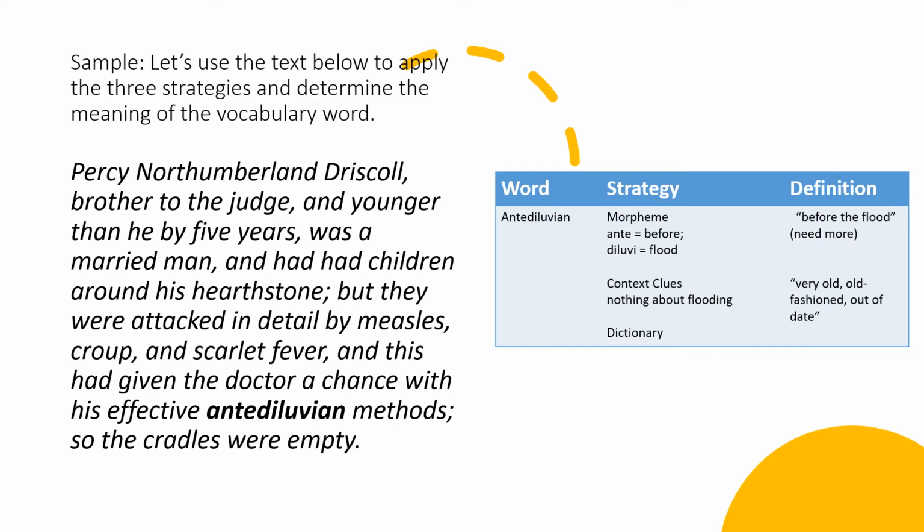The first is of or belonging to the period before the flood. Notice that's a capital F. So we're talking about the account in Genesis 7 and 8. And then the second definition would be very old, old-fashioned, out of date, antiquated, primitive.